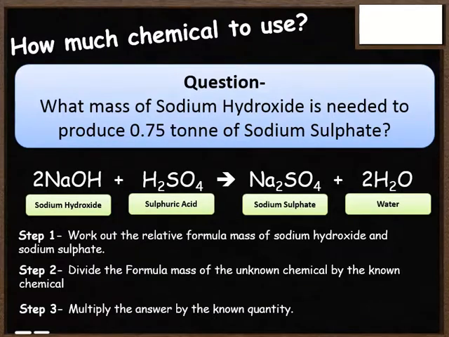Okay, so here's a question for you to have a go at. It's very similar to the previous one. It says what mass of sodium hydroxide is needed to produce 0.75 tons of sodium sulfate. The steps there are below. Pause the video, see if you can do the question. We'll then go through the answers.